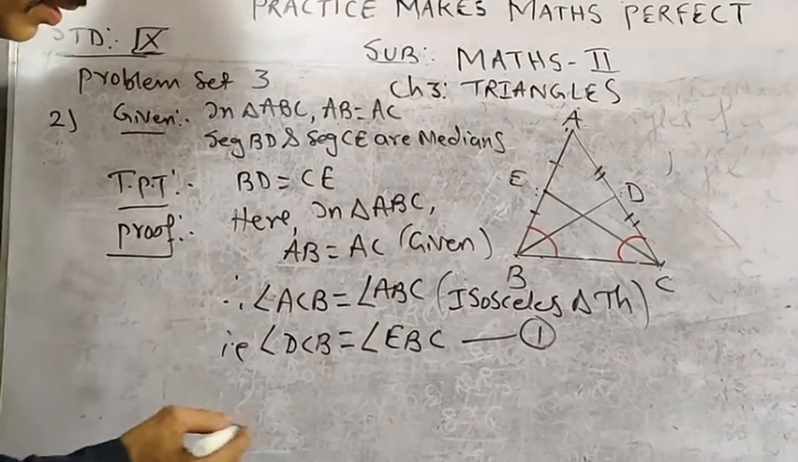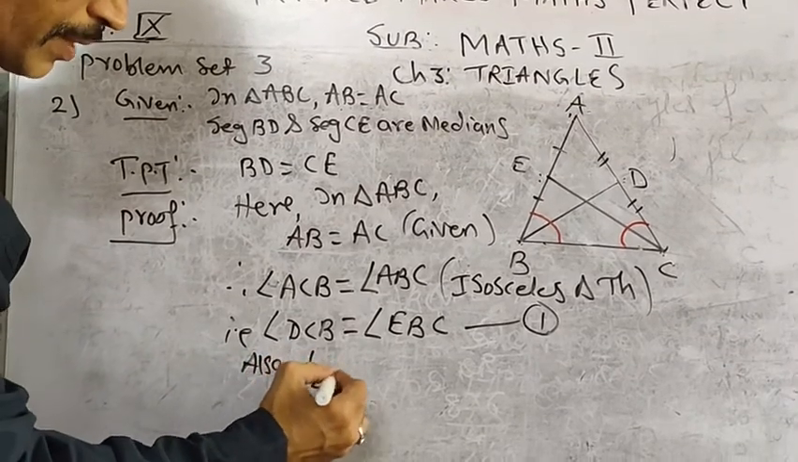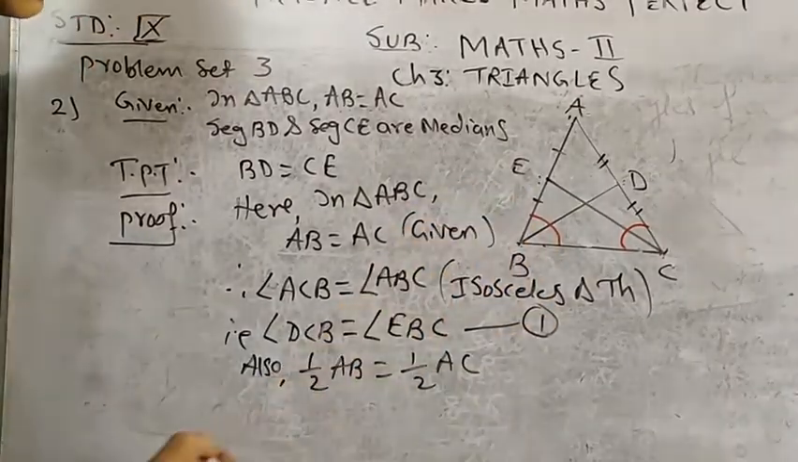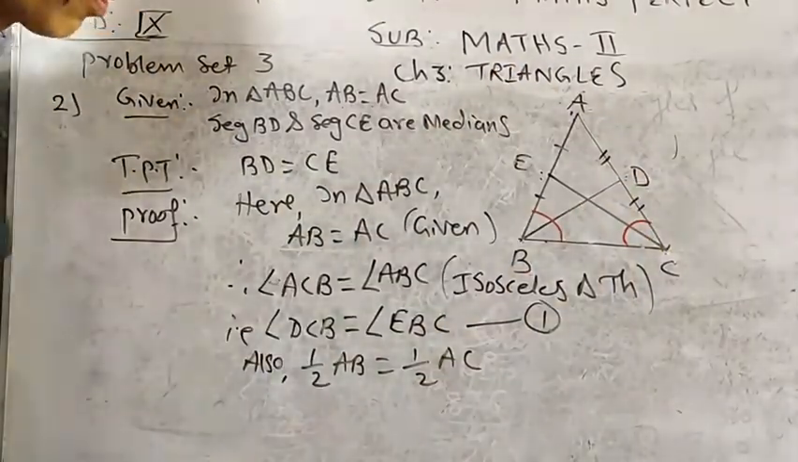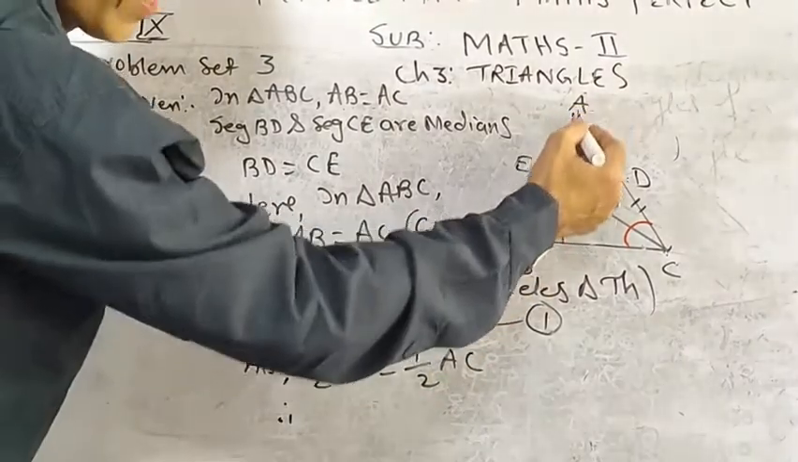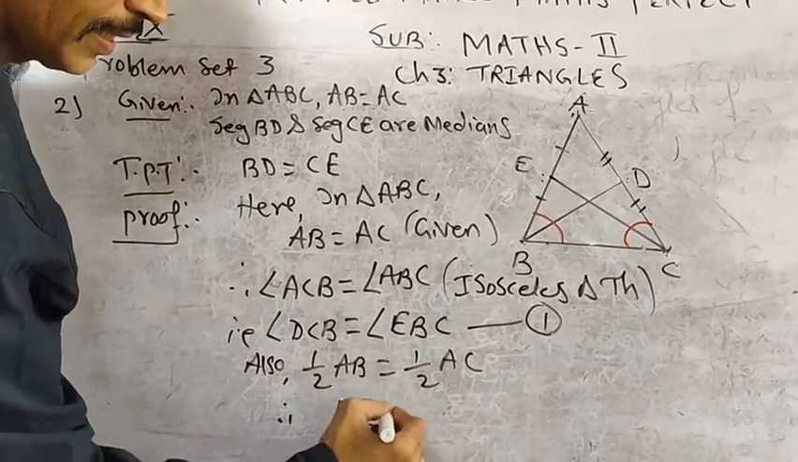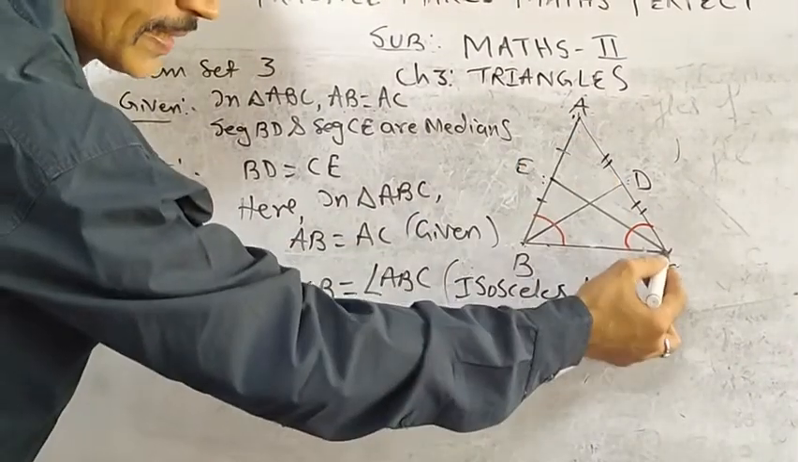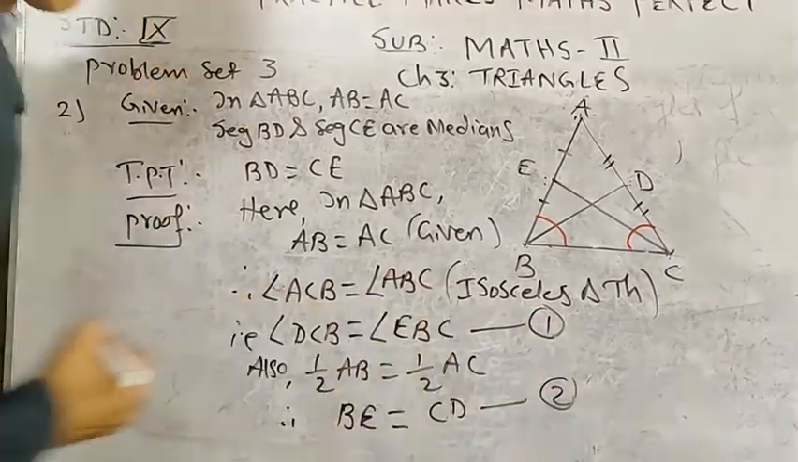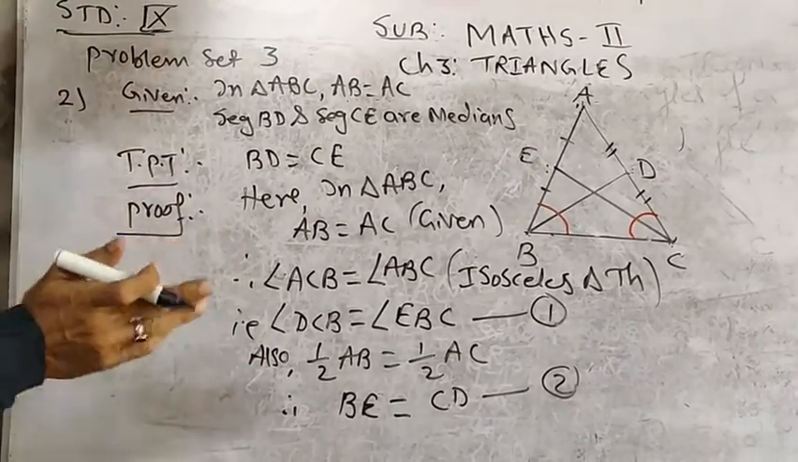Also, half of AB is equal to half of AC. The full side is the same, so half of AB equals half of AC. So half of AB means which side? Half of AB means you will take EB. EB is equal to, and half of AC means you will take CD. Number 2. After completing this, you have to prove two triangles.